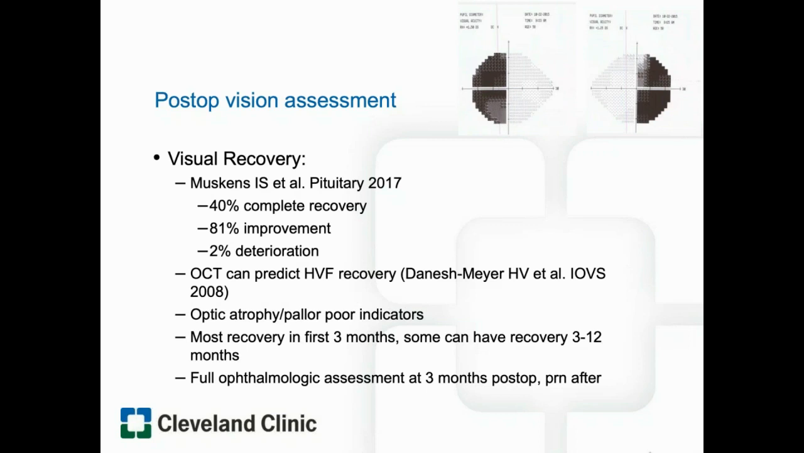The use of optical coherence tomography, where we actually take a picture of the optic nerve and measure the fiber thickness, can predict visual recovery. Other things on ophthalmologic exams, like presence of atrophy, may be poor indicators and indicate some permanent changes. Most recovery we see within the first 3 months, but there are many scientific reports that show in a small percentage of patients they can have improvement in a delayed fashion between 3 to 12 months.